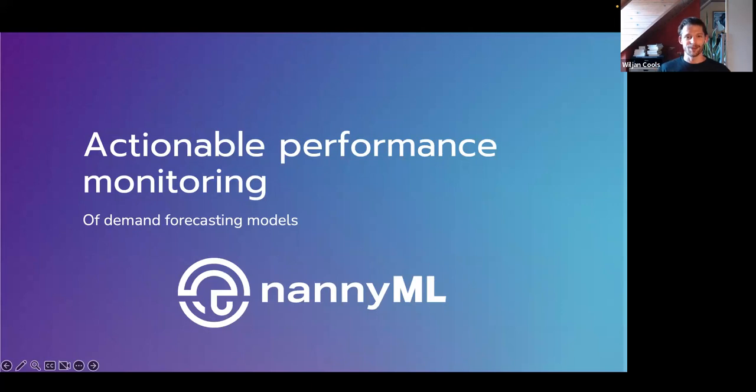Prior to NannyML, I was just a regular data scientist. I still am, by the way. But with NannyML, we tried to focus on post-deployment data science, which is all of the data science that happens after a model finds its way into production, which means performance, making sure that the models don't deteriorate, doing maintenance, optimization. And today we organized a webinar specifically about actionable performance monitoring in the context of demand forecasting models. And actionable means that you monitor performance and that then you know what to do after.